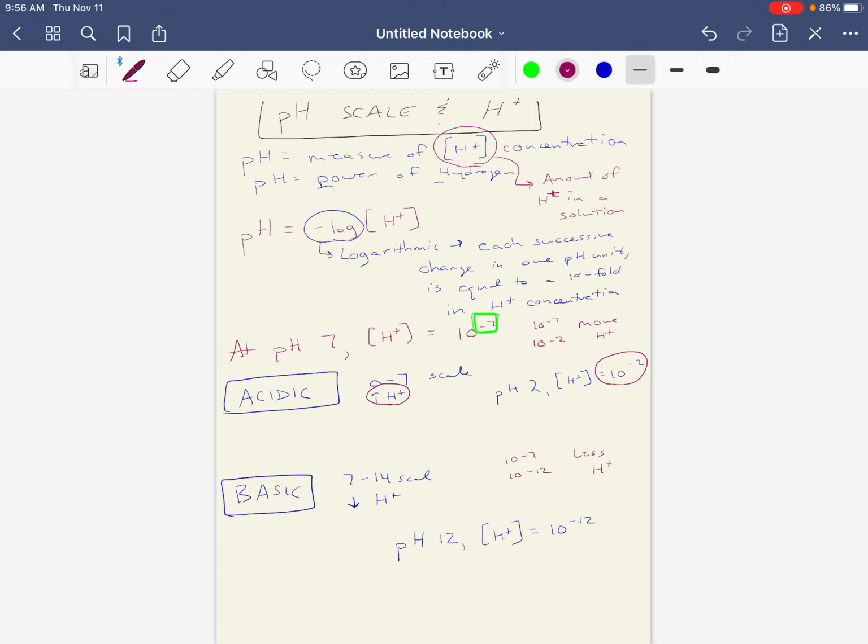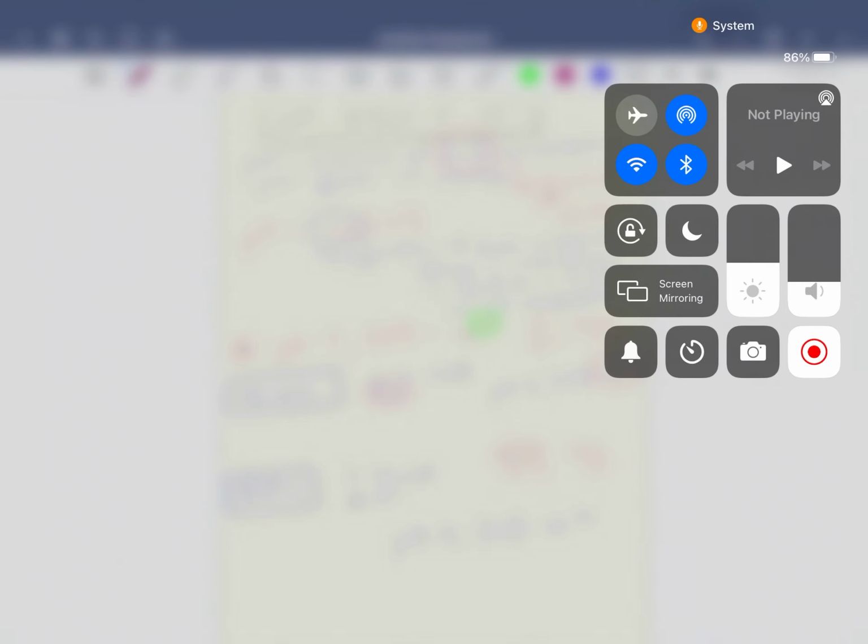Now we're at negative 12. The reason we've become more negative is because there's less hydrogen. Hydrogen is a positively charged ion. So compared to baseline, we go to 10 to the negative 12 because there's less hydrogen. From baseline, negative 7, now we go to negative 12. We've gone further negative on the scale, which means there are less positive ions, or less hydrogen ions.